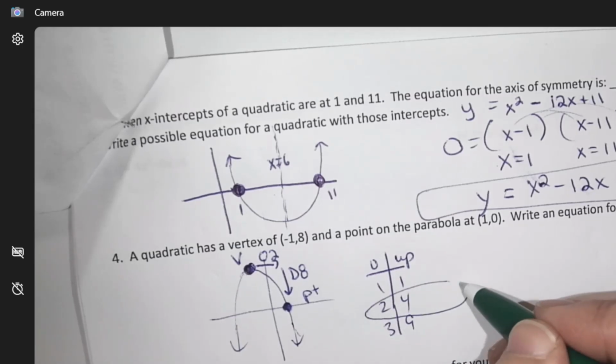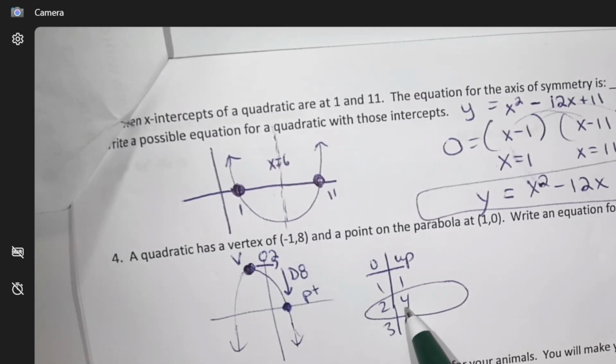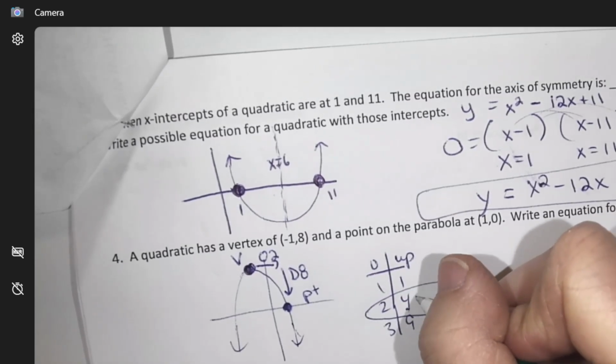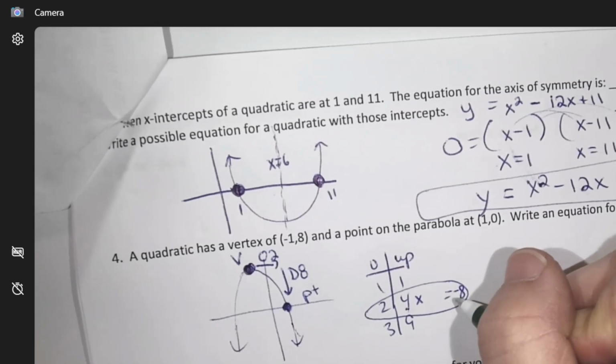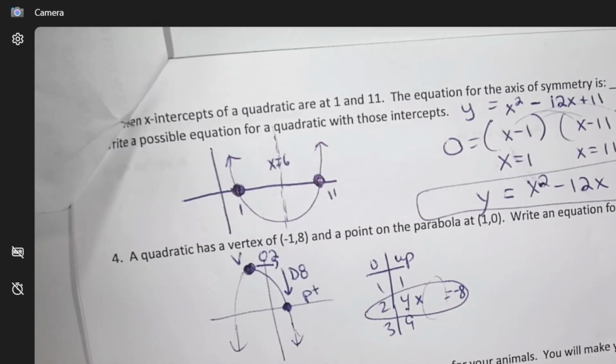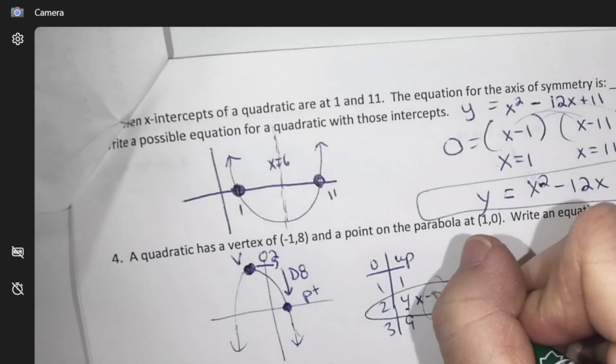So here's where I'm at. I went over 2, but I didn't do the 4 up. I went 8 down. So what's my multiplier in this situation? Negative 2.